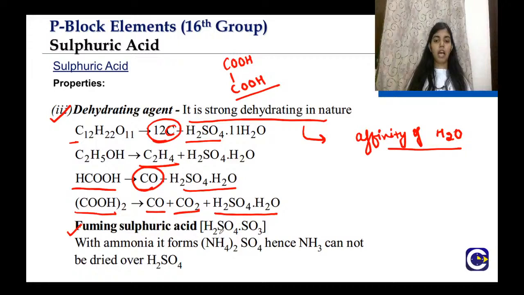Now what is fuming sulfuric acid? It is H2SO4 associated with one molecule of SO3, that is known as fuming sulfuric acid. With ammonia it forms ammonium sulfate, hence ammonia cannot be dried over H2SO4. Now this is very important, it is unable to dehydrate or dry ammonia because of the formation of ammonium sulfate.